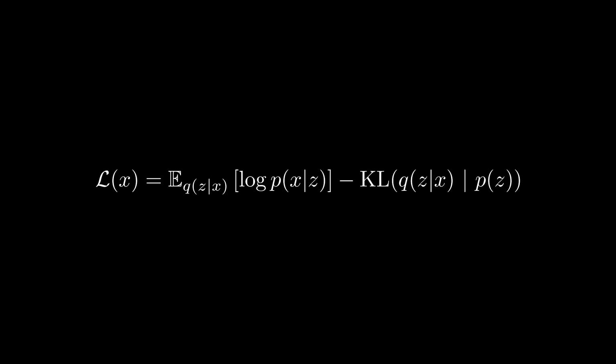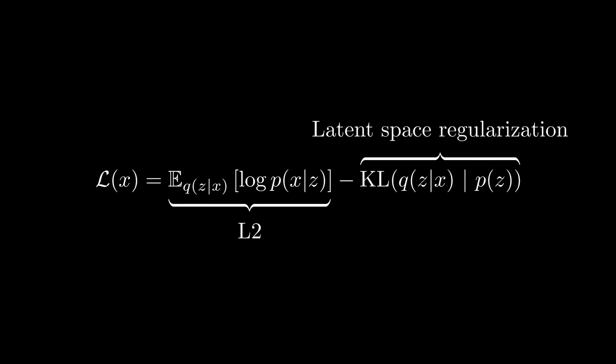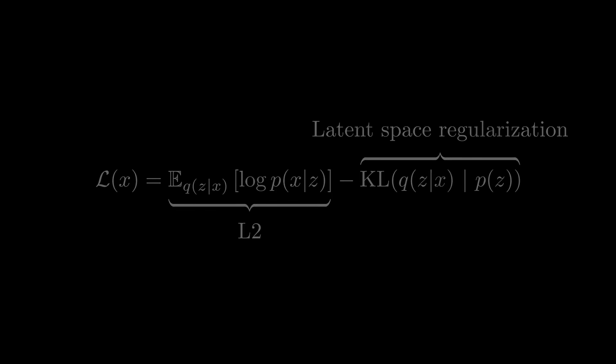To recap, the ELBO is the training objective of our variational autoencoder, and it is designed to ensure that the generated samples come from our original data distribution P of x. It can be thought of as a regularized reconstruction loss, with the first term representing the usual L2 loss, and the second term imposing a normal distribution shape on our latent space. Now that we've got the theory down, let's move on to the practicalities.